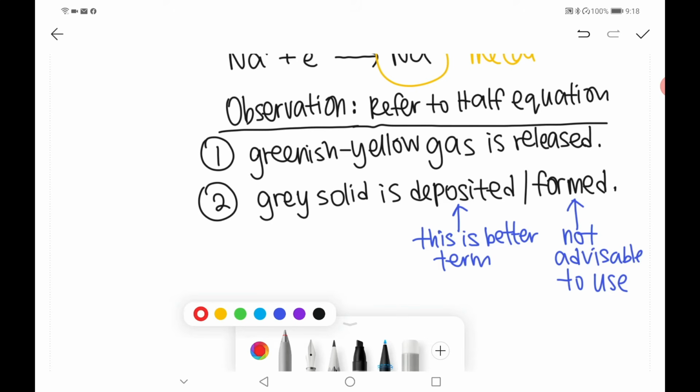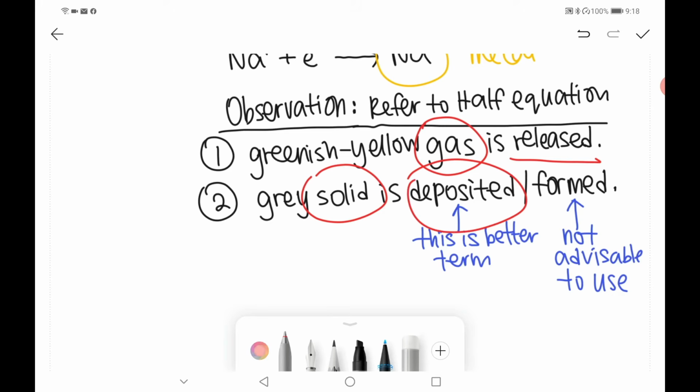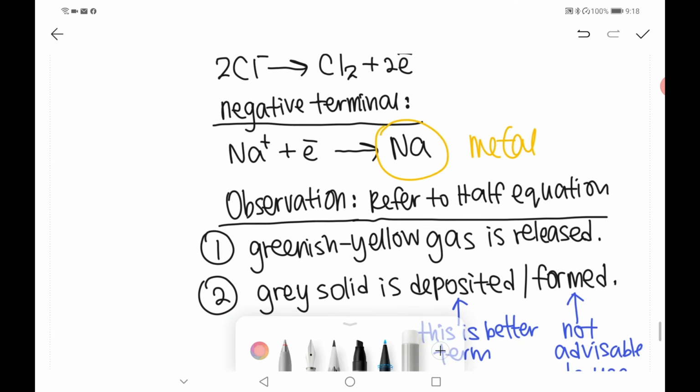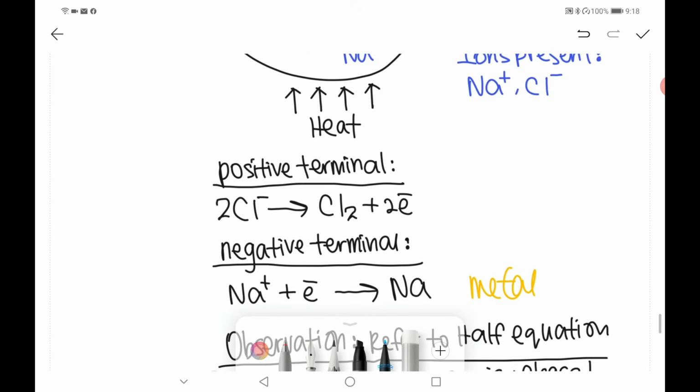So here you have to be careful. If you produce a gas, use the word release. If you produce a solid, use the word deposited. This is something that you have to be very, very careful about. Okay, so we are all done with this.